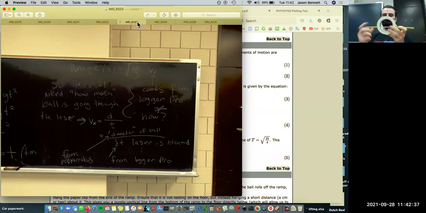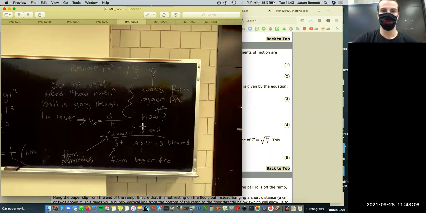And so we're going to use the diameter of the ball and the time that we get from Logger Pro. It'll give you a time, so it'll be time 1, time 2, and then we can subtract those two. So delta t in our Google Sheet will be time 1 minus time 2. And then we can use the velocity as distance over time. So distance here is the diameter of the ball, and delta t is how long the laser was blocked.